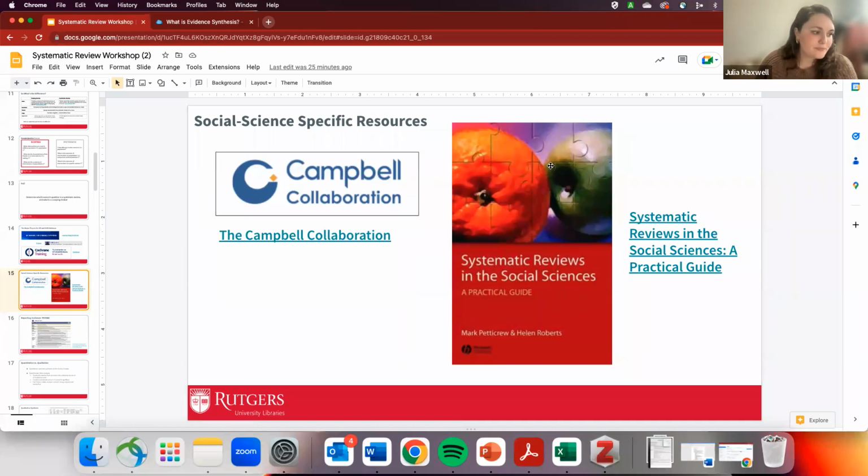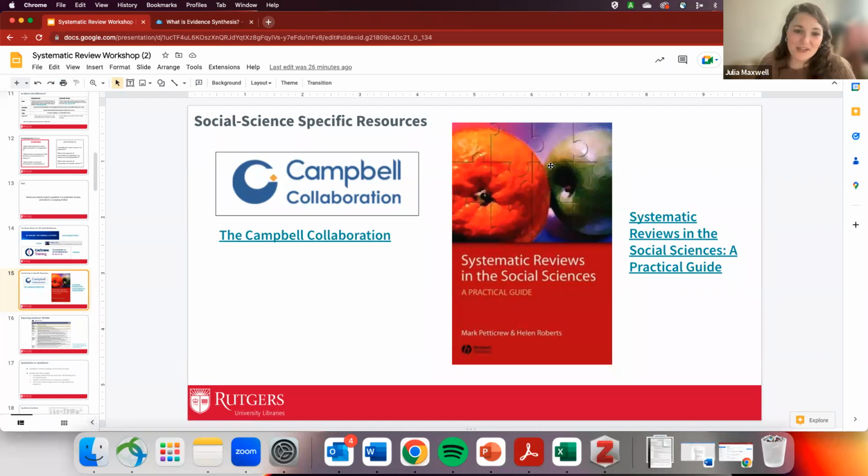So really super useful for our particular disciplines, and translating a lot of those health science concepts into the social science realm. And then lastly, we have Systematic Reviews in the Social Sciences: A Practical Guide, which is a book that I took a very pixelated screenshot of. It's a really nice step-by-step. We have 2 copies in the library. I bought us a second one because I felt like we needed it.